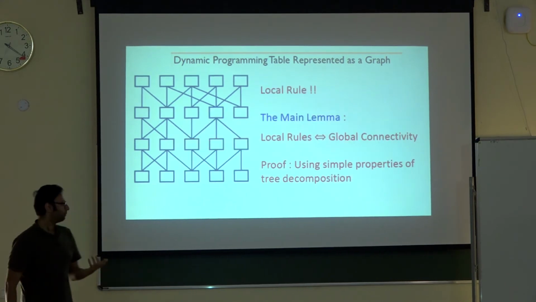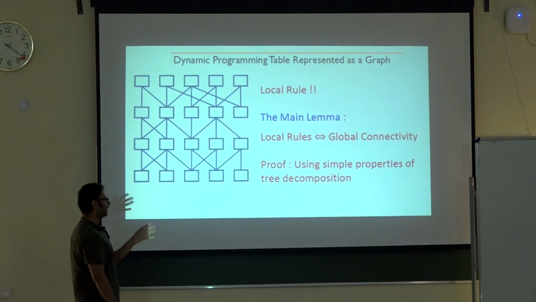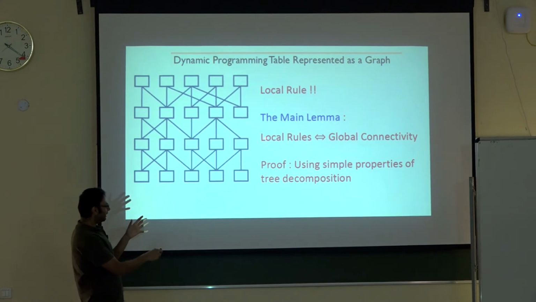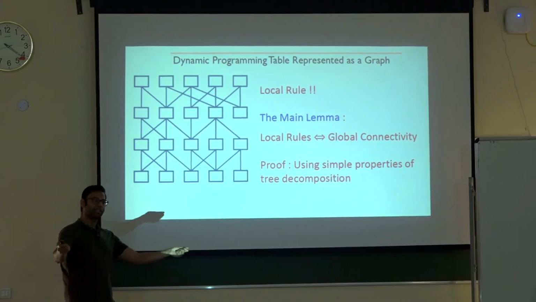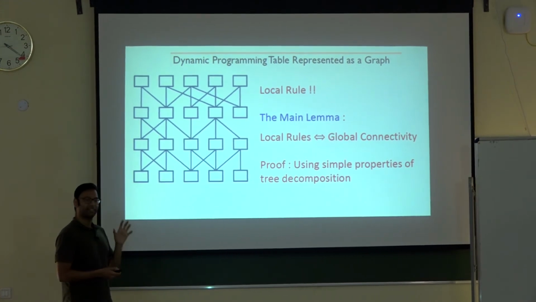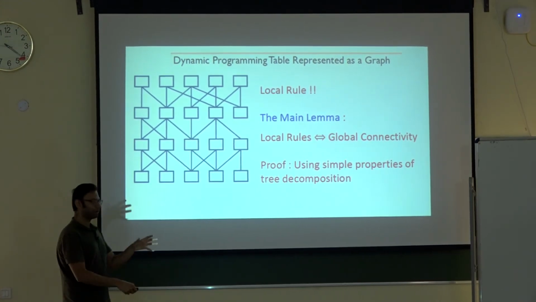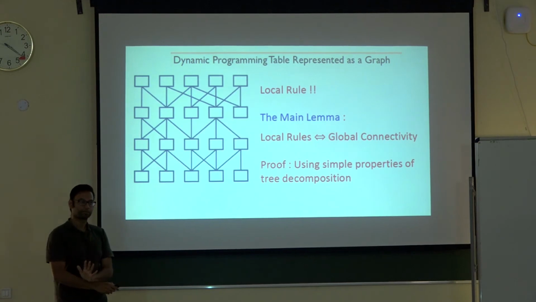And here is the main lemma, according to me, in the paper: if you are consistent locally, then you can actually ensure global connectivity. And this can actually be proved using very simple properties of tree decomposition. Okay?